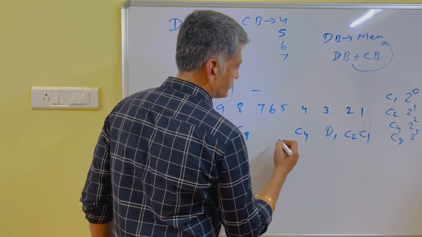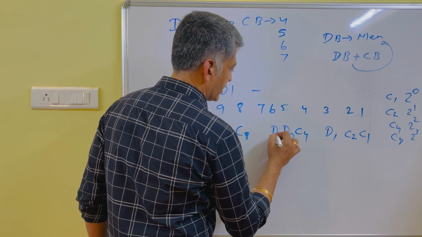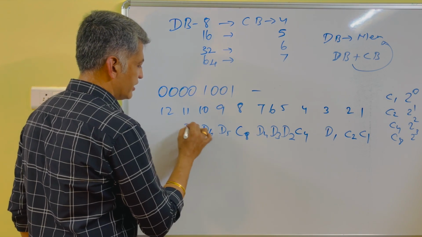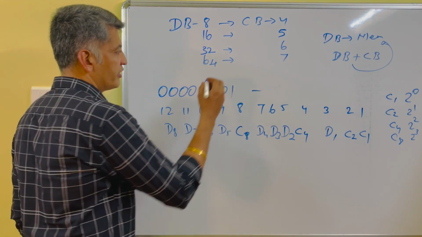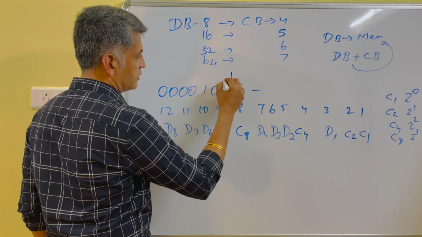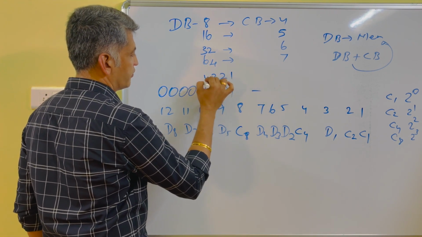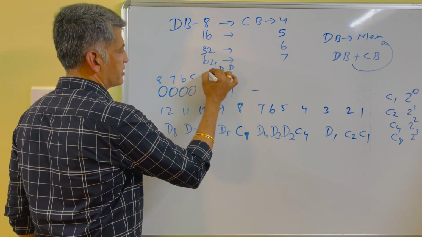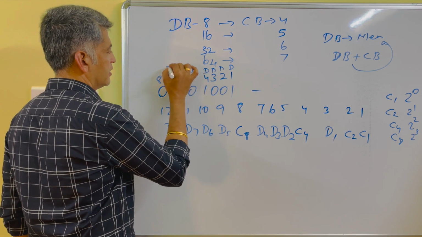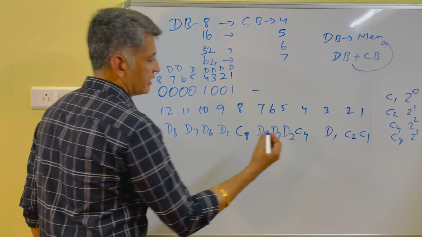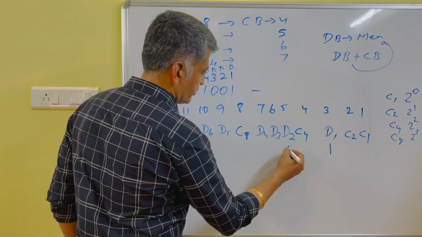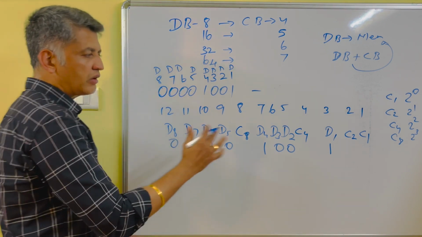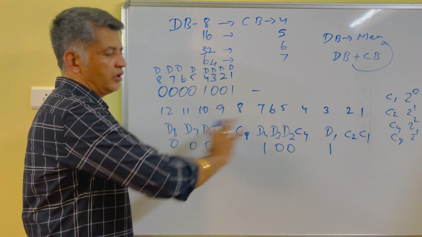Here data bit 1, then data bit 2, data bit 3, data bit 4, data bit 5, data bit 6, data bit 7 and data bit 8. So how can we position them here? Data bit 1, data bit 2, 3, 4, 5, 6, 7, 8. These are the data bits. So how can we fill it here? Here I can see 1, then 0 0, then 1, then 0 0 0 0. So this is how I can place the data bits inside the bit positions.